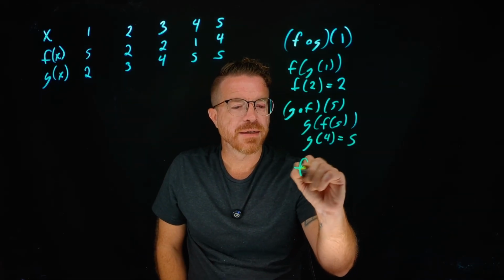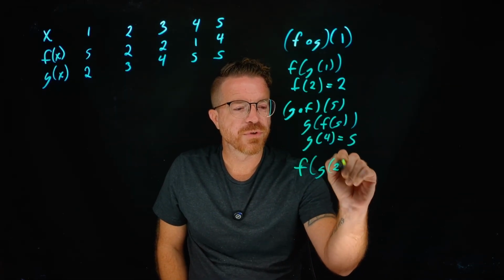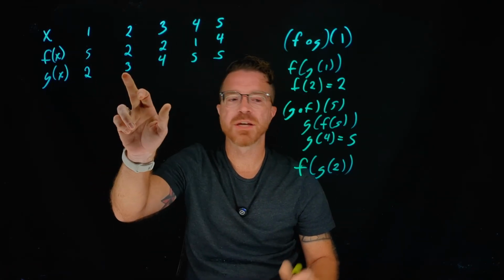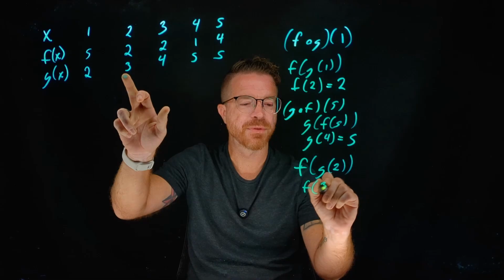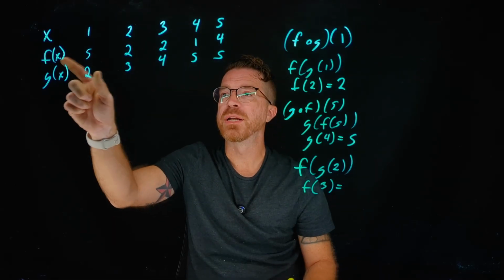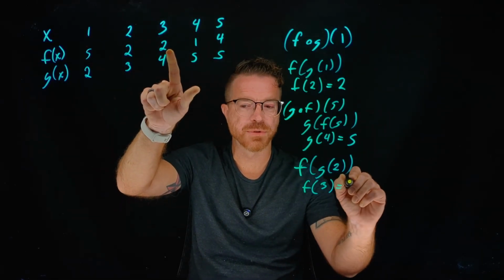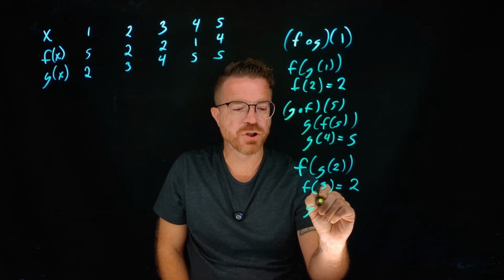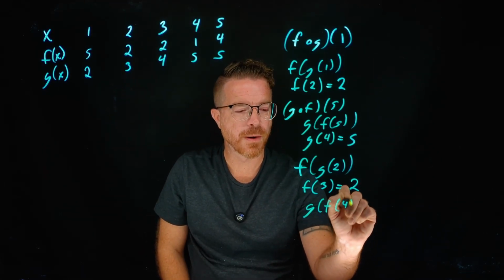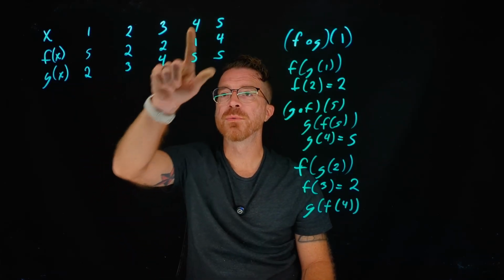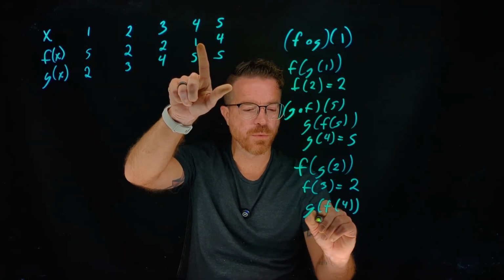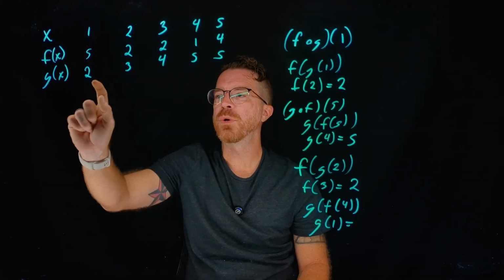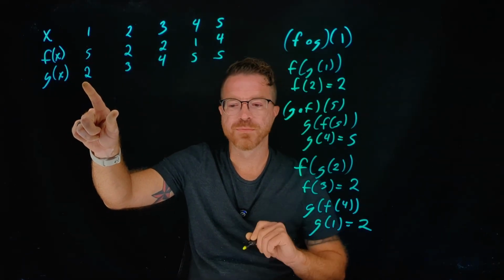What about if we had f of g of 2? So again, when x is equal to 2, g of x will be equal to 3. So this would be f of 3. And then when x is equal to 3, f of x would be equal to 2. And then last one, what about if we have g of f of 4? So f of 4, so when x is equal to 4, f of x is equal to 1, so g of 1. And this would be equal to, when x is equal to 1, you get 2.